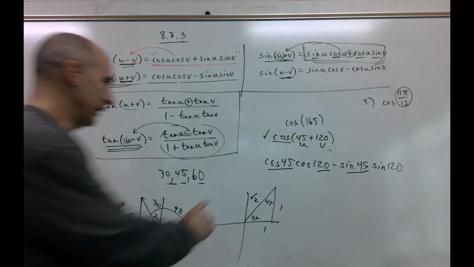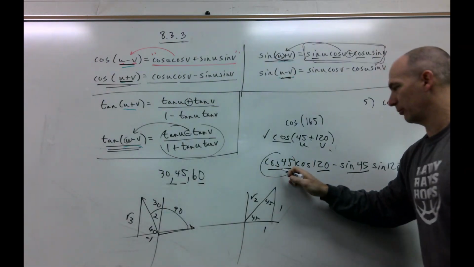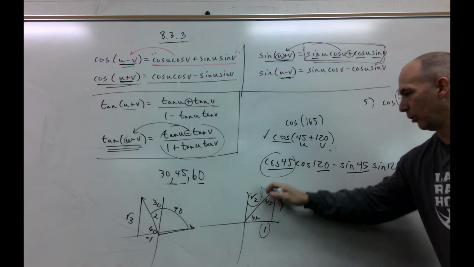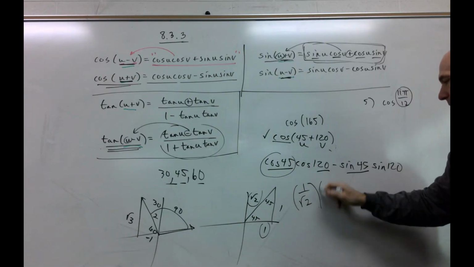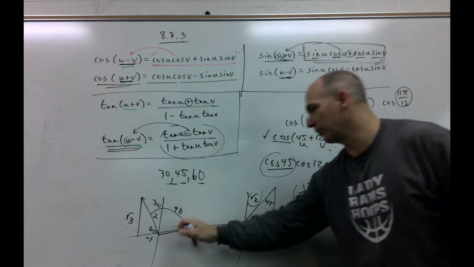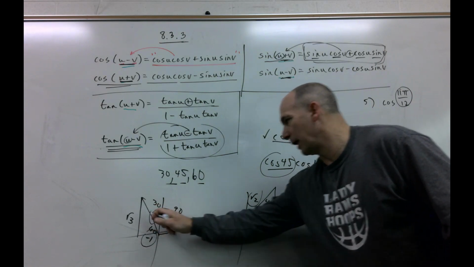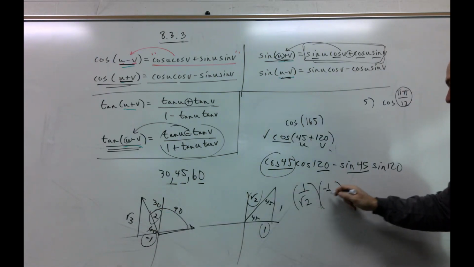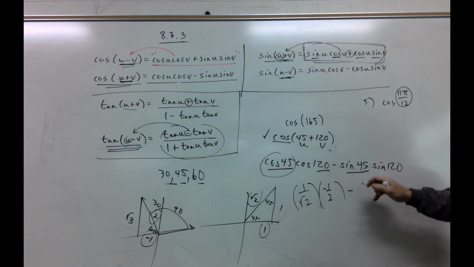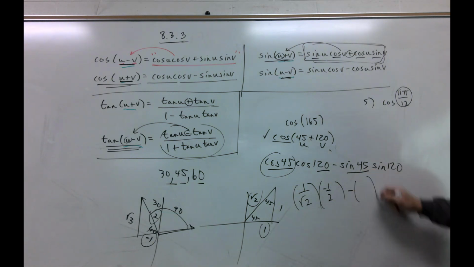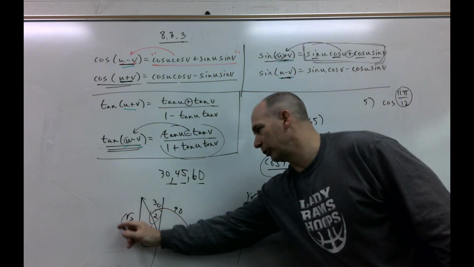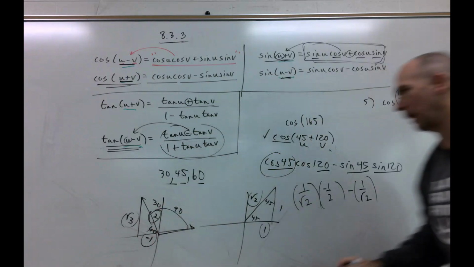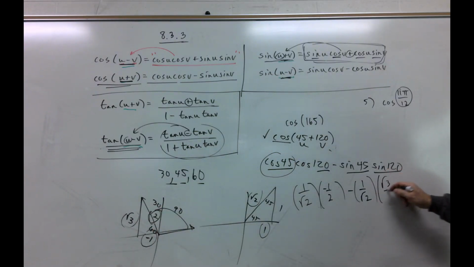Now with this, I can start working on this. What's cosine of 45? Adjacent over hypotenuse. Cosine of 120, that takes us over to this picture. Adjacent over hypotenuse, that's negative 1/2. Minus sine of 45, opposite over hypotenuse. Sine of 120, back to this picture, opposite over hypotenuse. So, square root of 3 over 2.